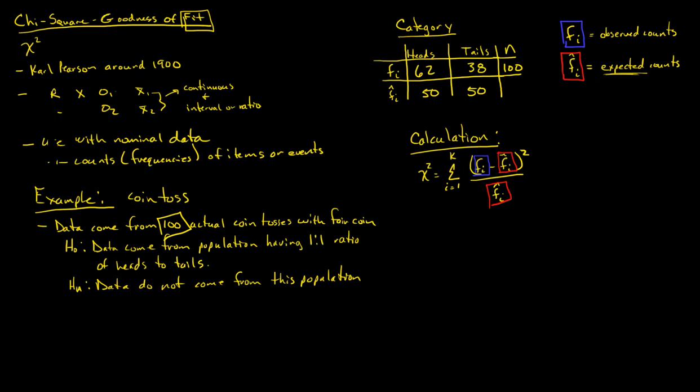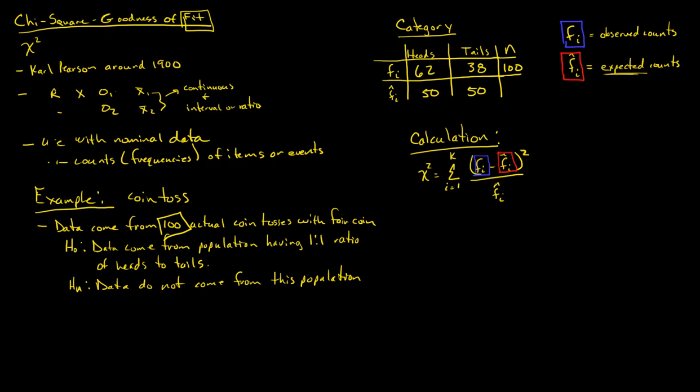And we're going to do that for each ith level all the way through all k levels. Okay, so how many k levels do we have here? Well, here's the first one, here's the second one. So in this particular one, k equals 2.